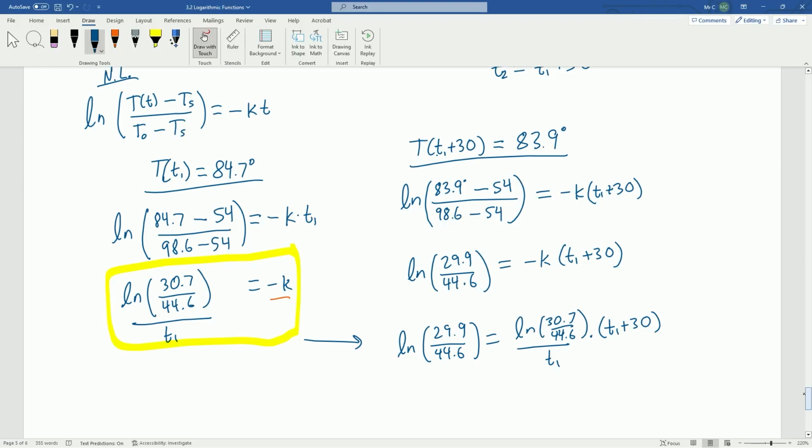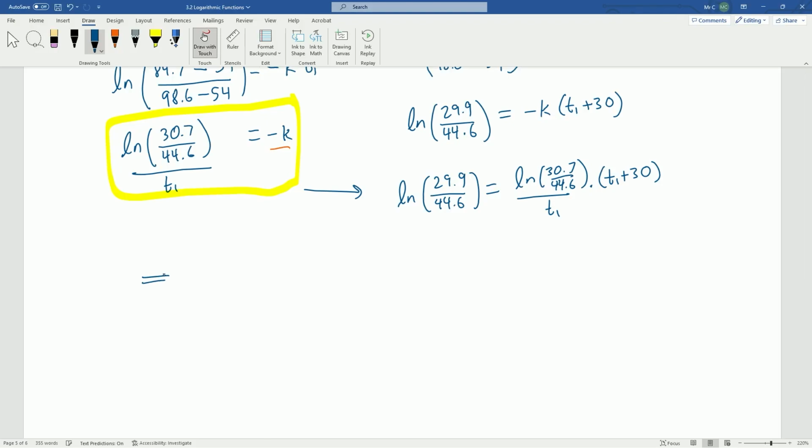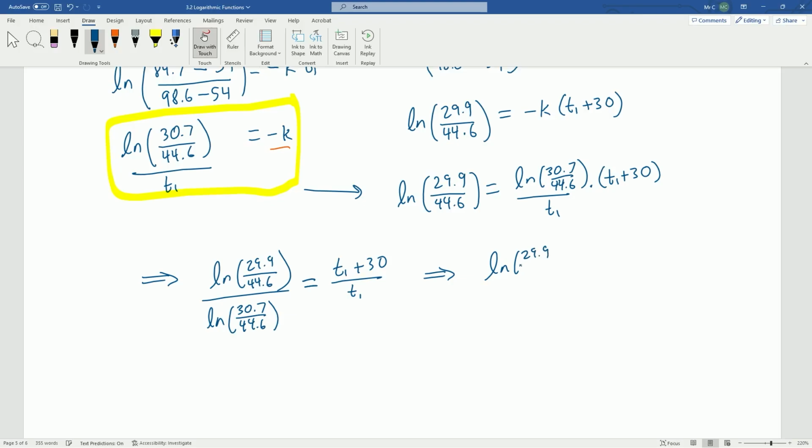So now I just need to start simplifying this to solve for T1. It seems worse than it is. I'm going to start by dividing out this natural log expression. So I get ln of 29.9 over 44.6 divided by the natural log of 30.7 over 44.6 equals T1 plus 30 divided by T1. Okay, I can split this fraction up into T1 divided by T1, that's 1, plus 30 over T1.